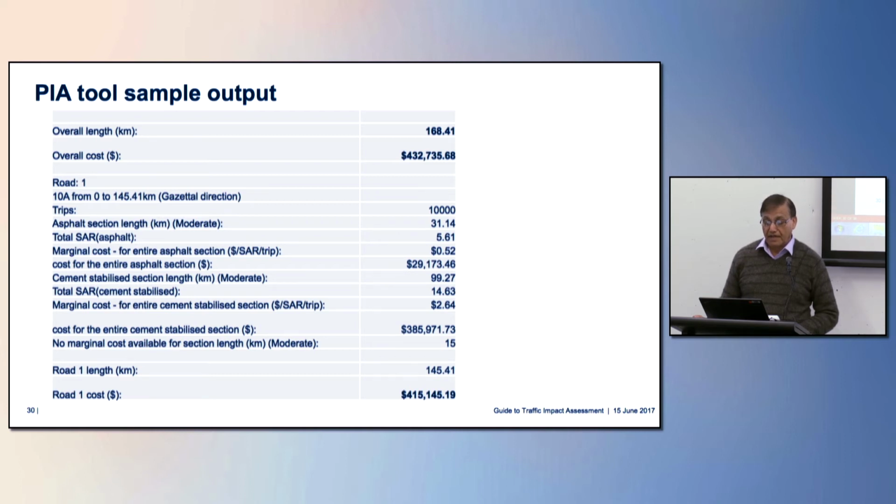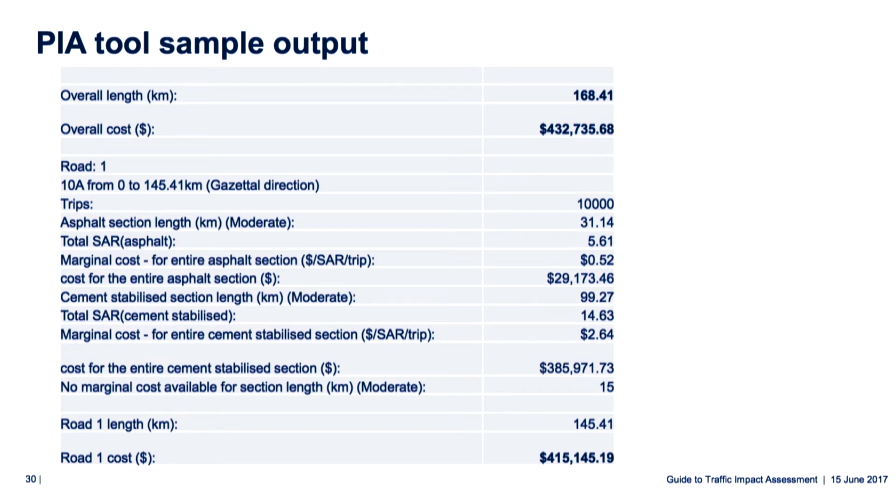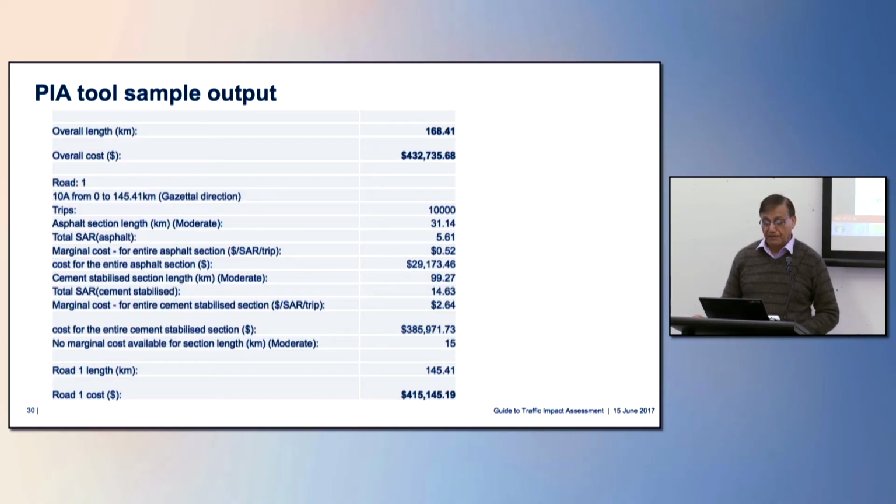The cost for the entire section is 0.52 times 10,000 times 5.61. That will give you 29,173 approximately. That's the total cost. Now, the same procedure for the cement stabilized section, which is 99.27 kilometer, the same method is used. So you can calculate the cost separately for the asphalt section and the cement stabilized. When you combine those two, you'll get a total cost for road 1.